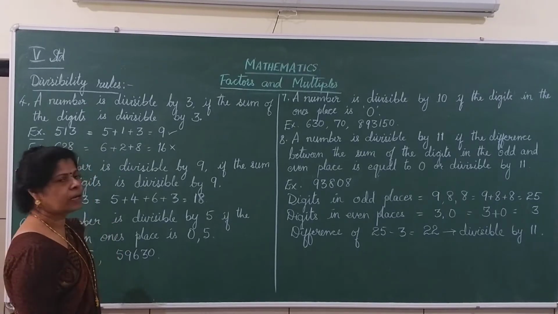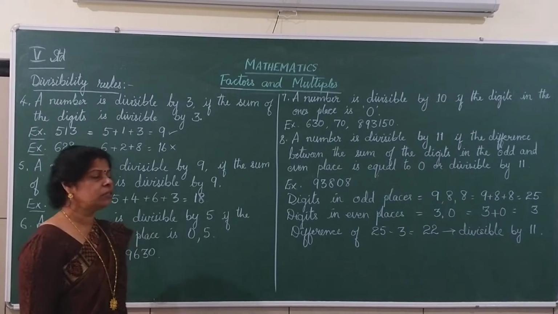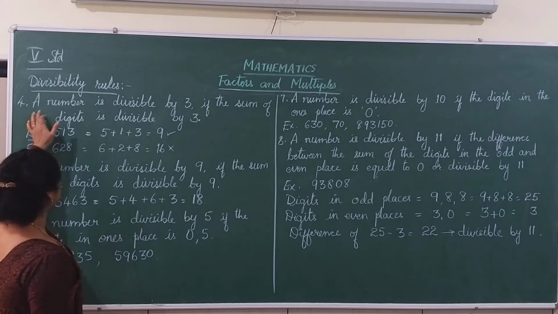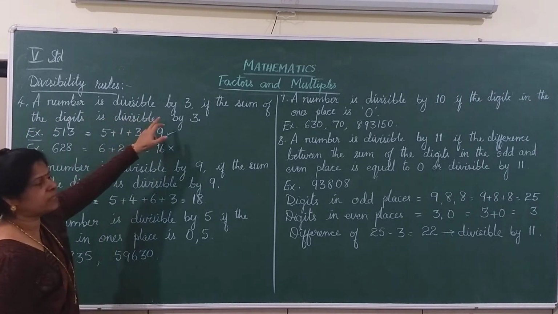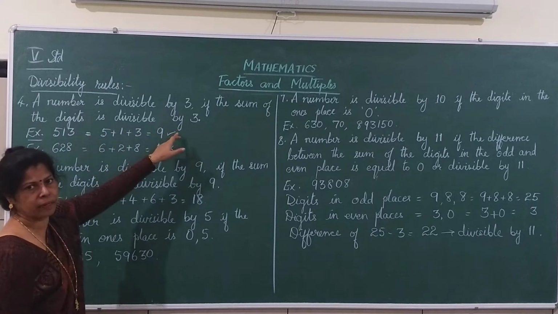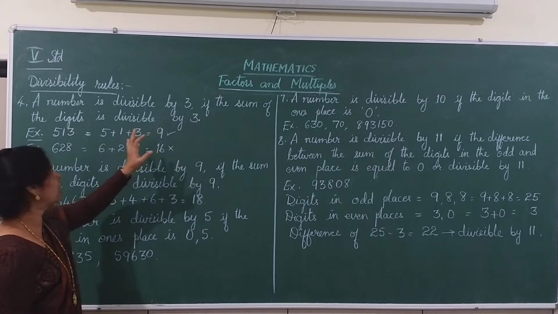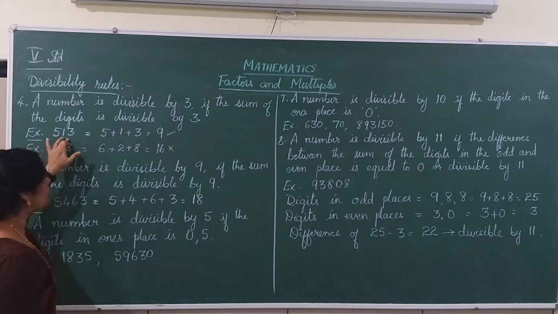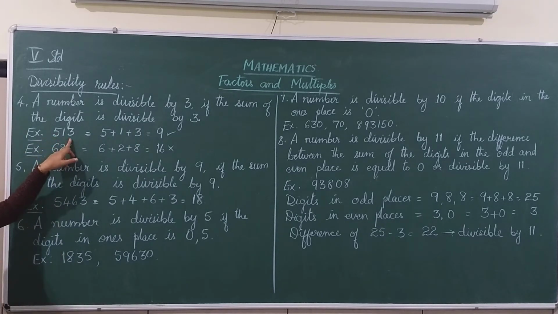Good morning, children. Let us continue with the divisibility rules. So next is, a number is divisible by 3 if the sum of the digits is divisible by 3. Means, if there is a number like this, you are going to count all the digits of this. You are going to add all the digits.